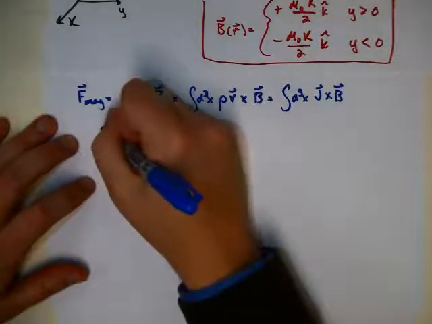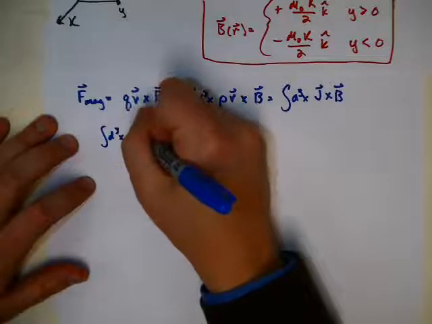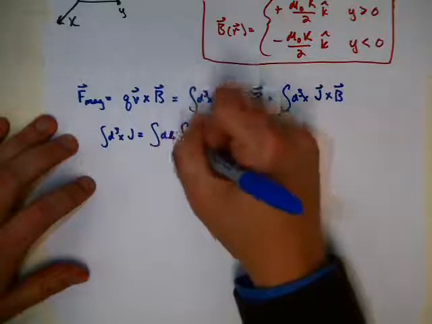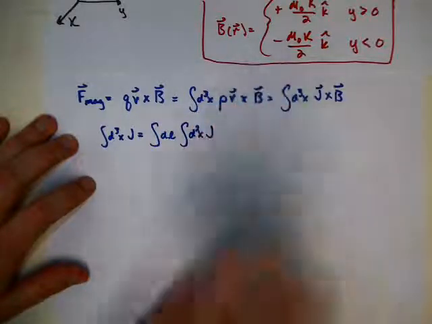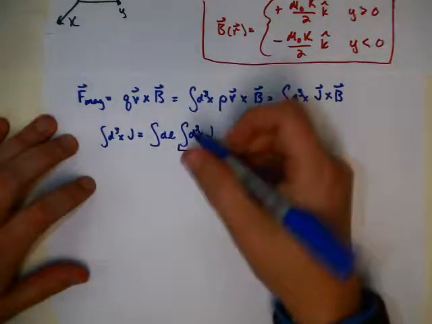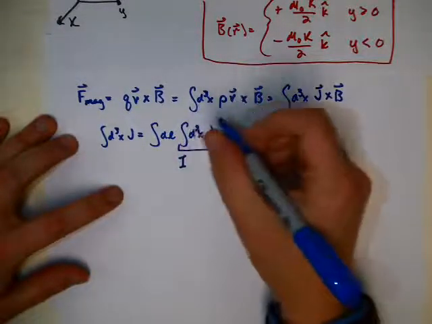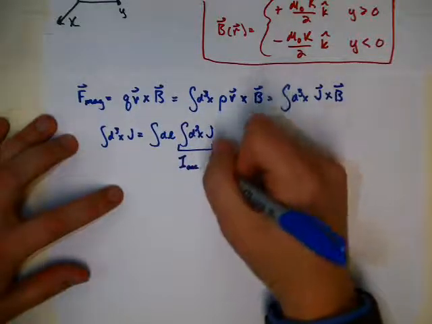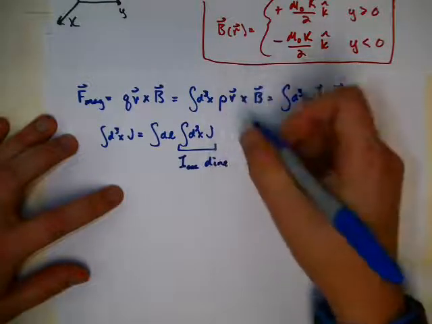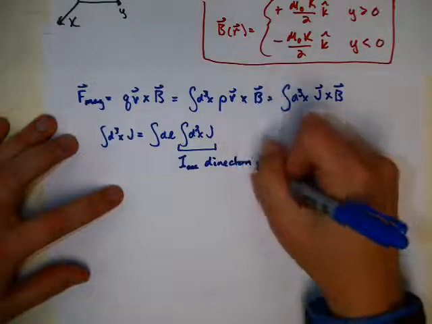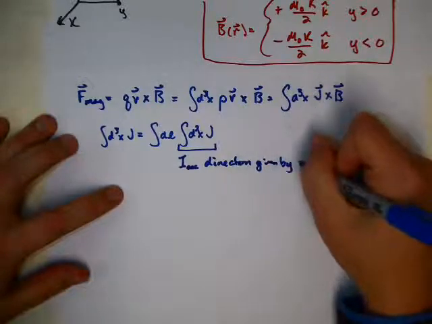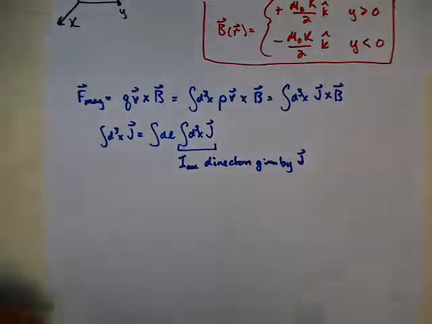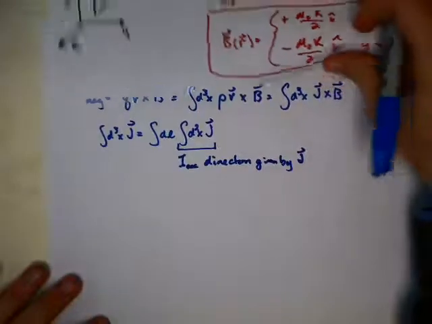In order to get something that's a little bit easier to use for us, I'm going to use this realization that the integral d3x J can be broken apart into an integral dl and an integral d2x J. This integral d2x J is going to be the current that goes through, so this is the I enclosed, and it has a direction given by the direction of the J vector.